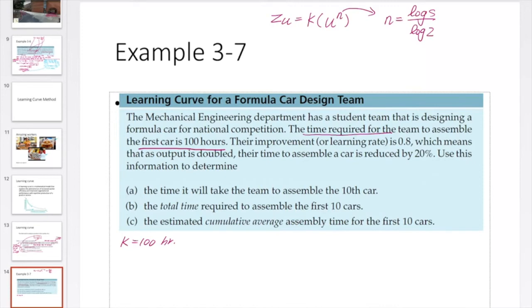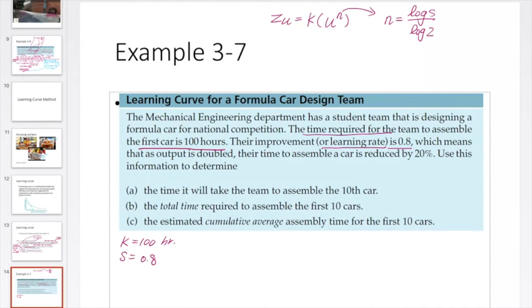Based on the definition, the first car costs 100 hours, which means K is 100 hours. And their improvement rate is 0.8, so the learning rate S is 0.8. Which means that as output is doubled, their time to assemble a car is reduced by 20%. This is just an explanation of this learning rate.